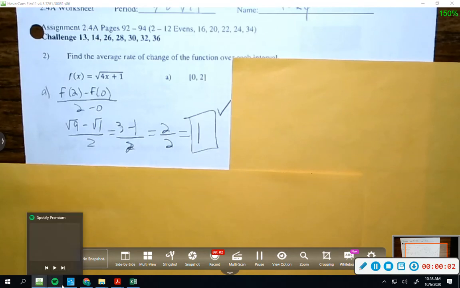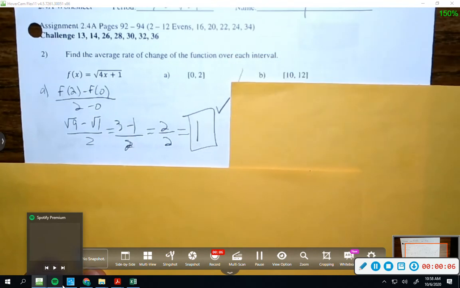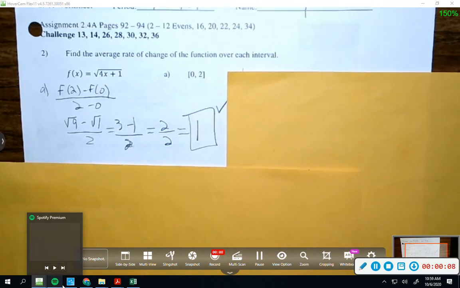Okay, this is a recording of the 2-4 worksheet. We're starting out with problems in which they ask you to find the average rate of change of a function over an interval. Anytime you think of average rate of change, I think it's best if you think of it in terms of rate times time equals distance.